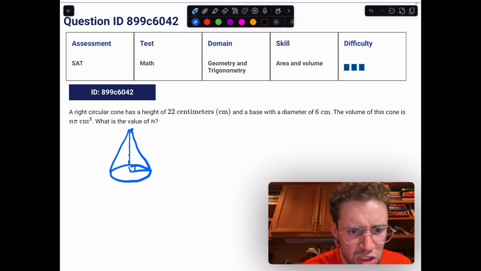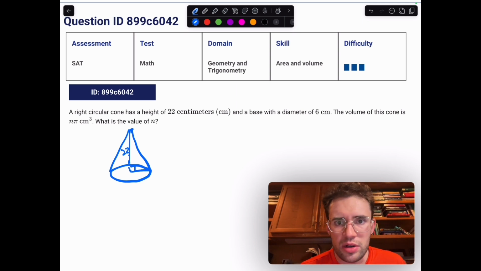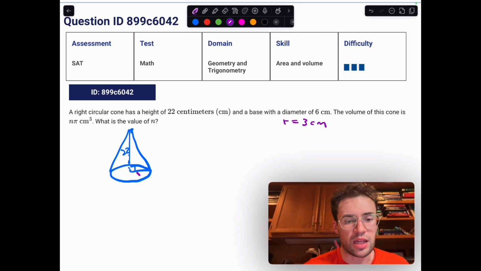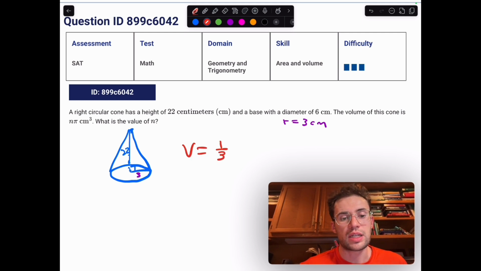And it says the height is 22. That's this height inside here. And the diameter is 6. So the important thing is that half of the diameter is the radius. So that means the radius is going to be 3 centimeters. And the reason that that's more important than the diameter is because you use the radius in the formula to find the volume. The volume of a cone is equal to 1/3 times the area of the base, so pi times the radius squared, times the height. It's basically 1/3 of a cylinder that the cone would fit inside of.